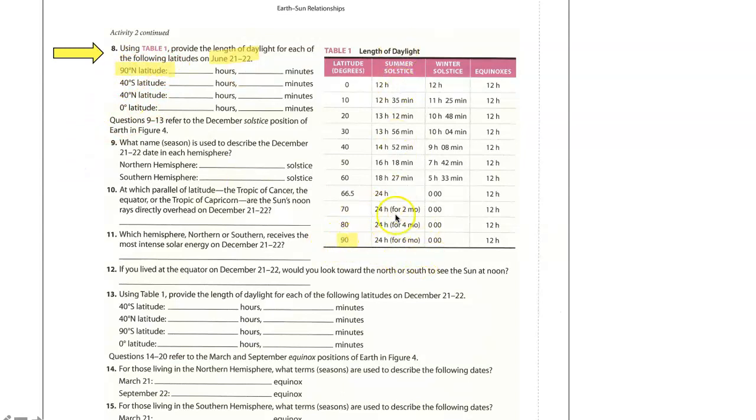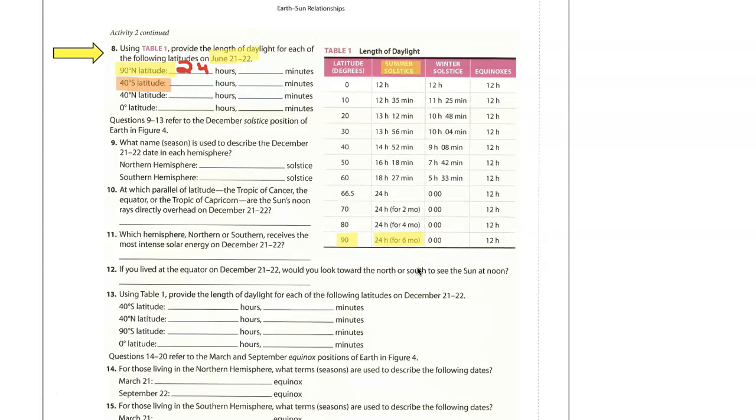And now we have to decide which of these columns we're going to select. Are we having a summer solstice, a winter solstice, or an equinox during June 21st, 22nd at 90 north? Well, that is when the summer solstice is going on in the northern hemisphere. And so our answer would be 24 hours. There are 24 hours of daylight at the North Pole on June 21st, 22nd. And in fact, there are 24 hours of daylight for 6 months. But remember, the sun doesn't get very high in the sky. Let's try the next one.